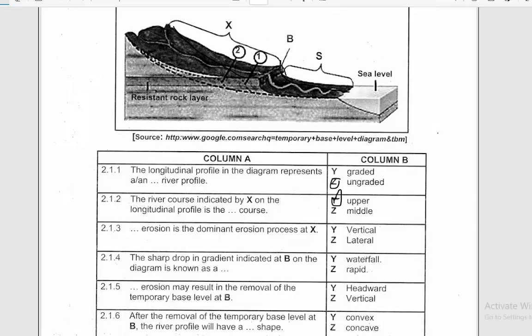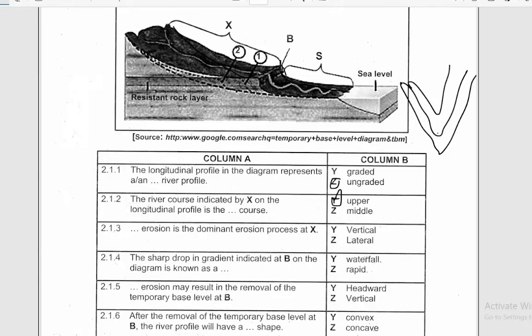If you say at X, we are still in the upper course. Remember the three types of erosion that happen in the river channel: vertical, lateral, and headward. Vertical erosion is the type of erosion responsible for deepening the river channel. When the river channel becomes deeper and deeper, it's because of vertical erosion.